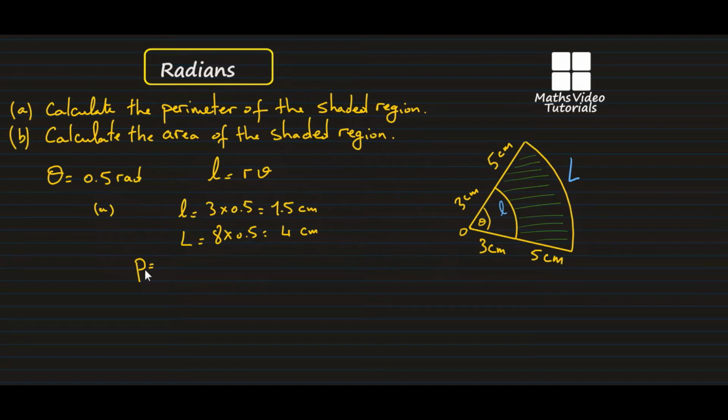So the perimeter, capital P, is going to be that plus the larger arc length, which is this one here, 4, plus this one here, 5 centimeters as well, and plus the smaller arc length, which is this one here, 1.5. And all together we get 15.5 centimeters, of course. So we completed part A.